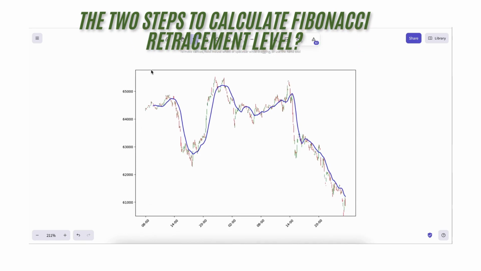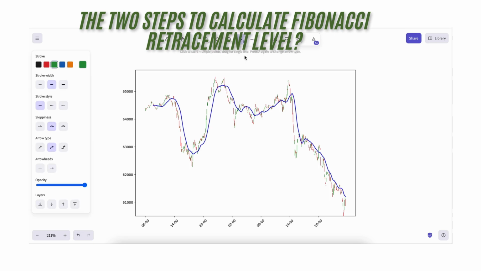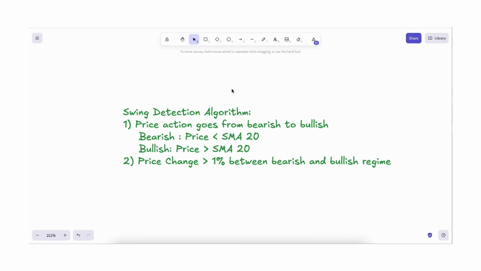Here we have some price action from Bitcoin. We have the candlestick patterns, and along with them we have plotted in this blue line a 20-period SMA, or simple moving average. Based on that, we are going to define a swing detection algorithm. Our swing detection algorithm has two steps. We want the price action to go from bearish to bullish. Our definition of bearish price action is when the price is below this 20-period SMA, and our definition of bullish price action is when the price is above the 20-period SMA.